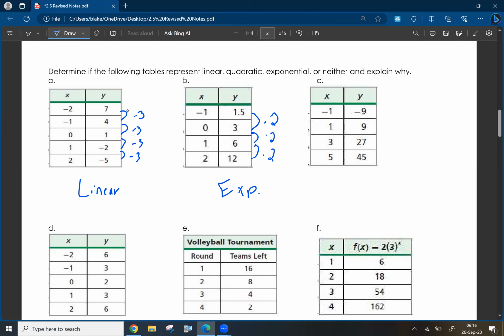C could be tricky. It could be a little deceiving. But if you look carefully, -9 to +9, that's an increase of 18. 9 to 27 is an increase of 18 as well. And 27 to 45 is an increase of 18 as well. So there are some big gaps there, but they're all the same, just like table A. So this one is, again, linear.